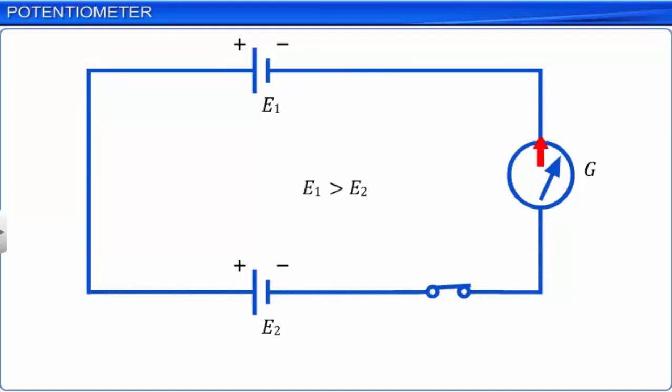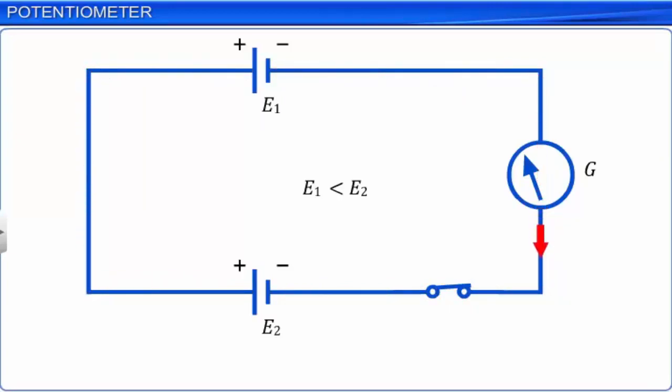In case the value of E1 is less than that of E2, the net EMF is E2 minus E1, and hence the current in the circuit is in the direction of the current due to E2. Now, the deflection of the galvanometer needle is opposite to that in the earlier case.